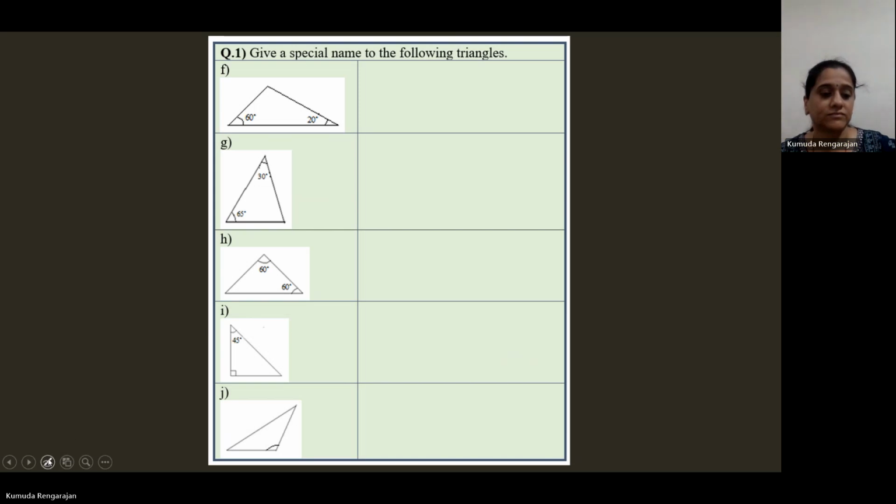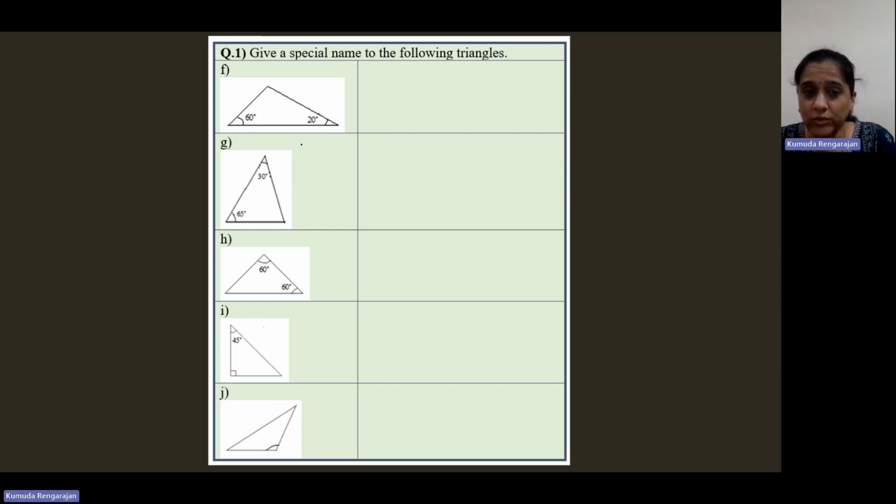Here, you do not have any information about the sides. You only have information about the angles. So you'll have to name this triangle based on the angles. Just because it looks like a scalene triangle, with all the sides different, you cannot say it's scalene. Just by looking at it, you get a feeling that it should be a scalene triangle. No. You must have information. Using that information, you should name the triangle, not just by the way the triangle looks.